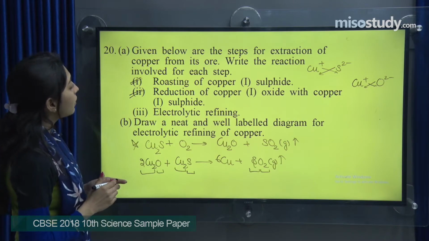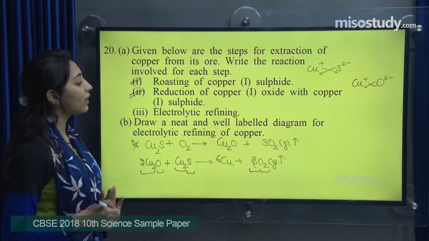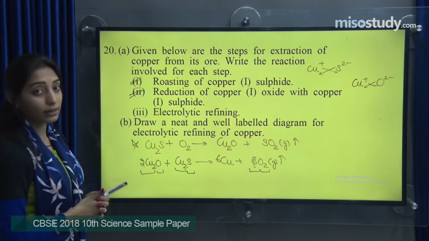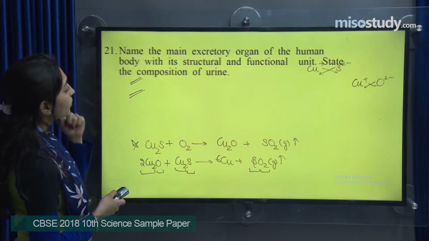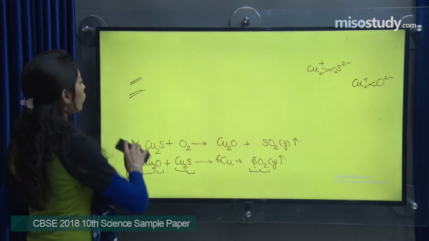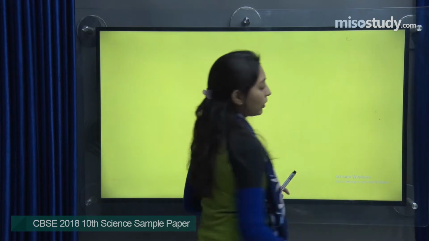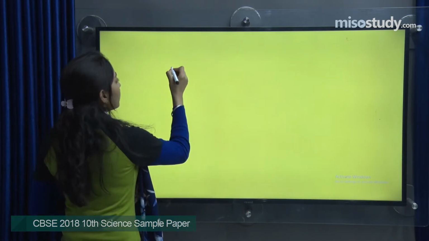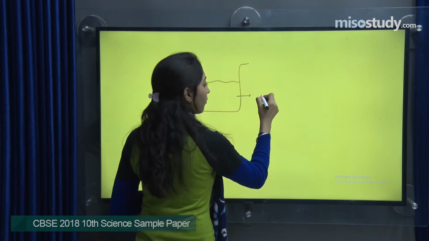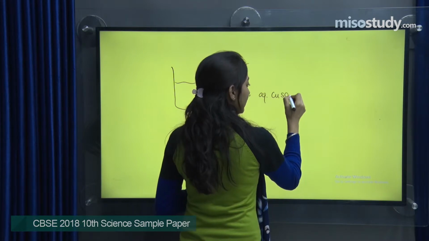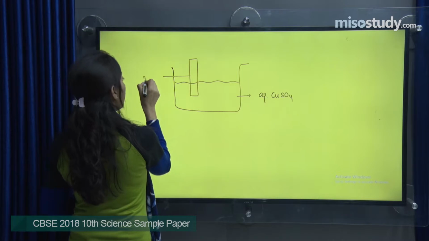And the third is, write the reaction for electrolytic refining. Also draw a neat and well labeled diagram for electrolytic refining of copper. This I'll do for you because for that I need to have the next board. So we need to do the electrolytic refining of copper. Let me draw the apparatus. In the apparatus you will be taking a container in which you have aqueous CuSO4.